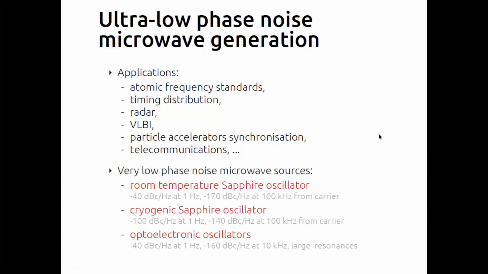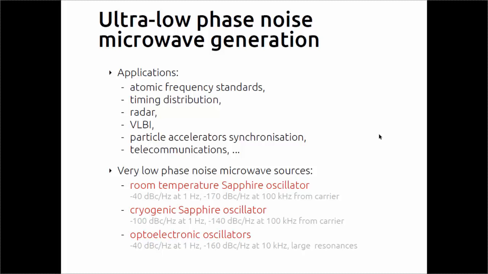So there are a number of very good sources of microwave signals that range from room temperature sapphire oscillators, cryogenic sapphire oscillators, and optoelectronic oscillators. So what you want to do with photonic generation of microwave signals is to do better than all those.